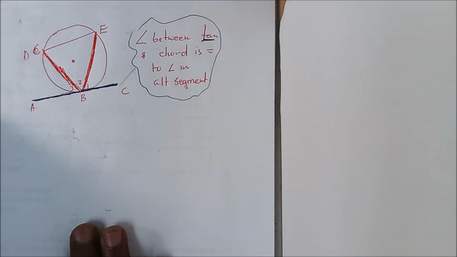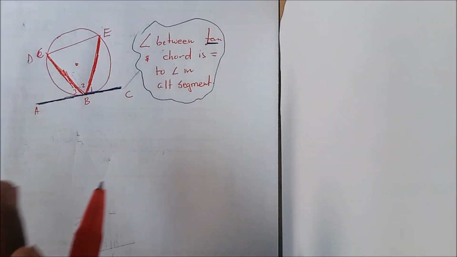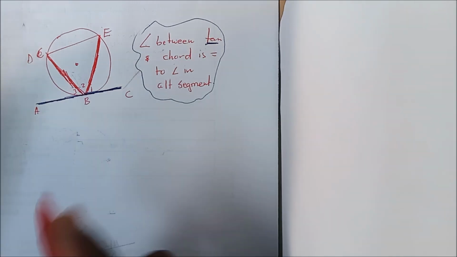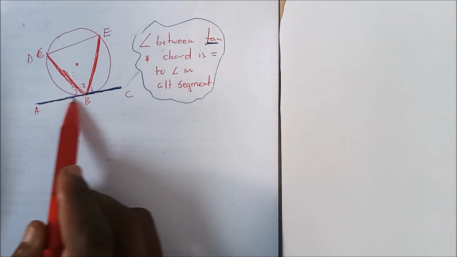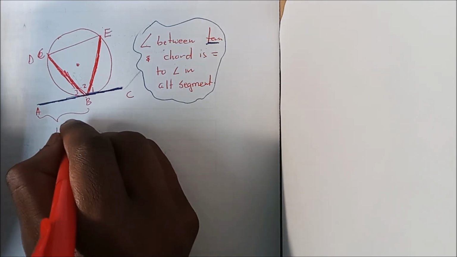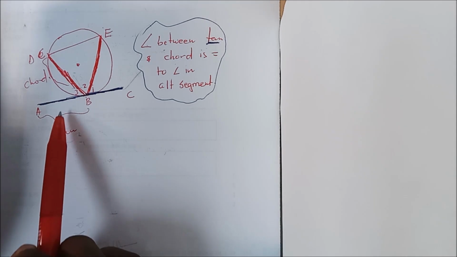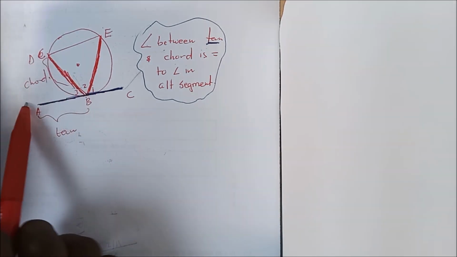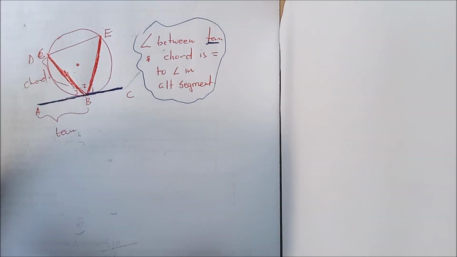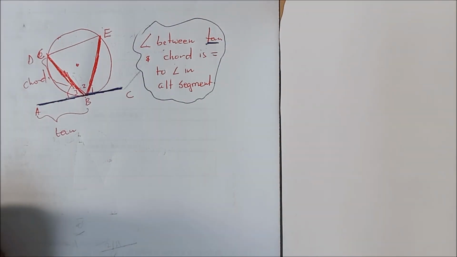So what does the theorem say? It says the angle between the tangent and the chord. Identify an angle that is between the tangent and the chord. This is the tangent, and that's our chord. So if you look at this case on this side, which angle is between the tangent and the chord? The angle between the tangent and the chord is B3.